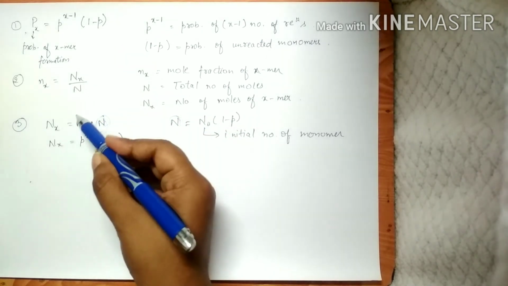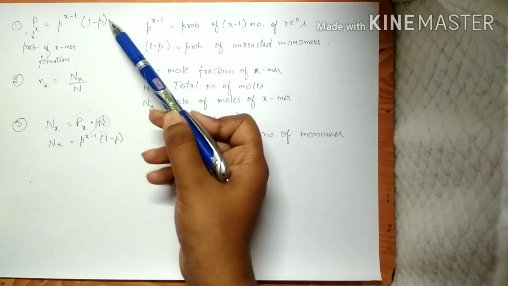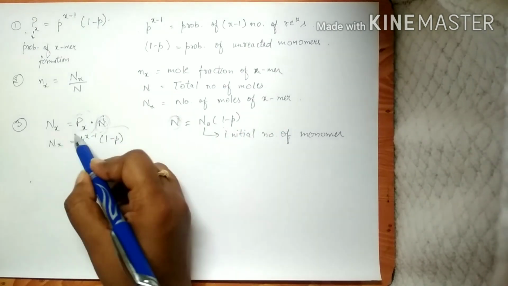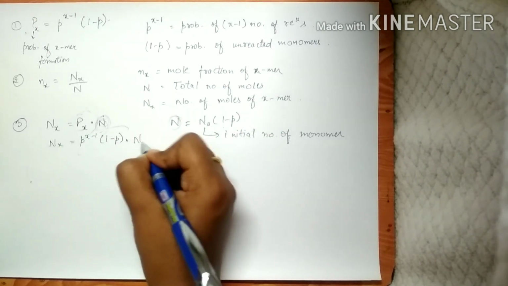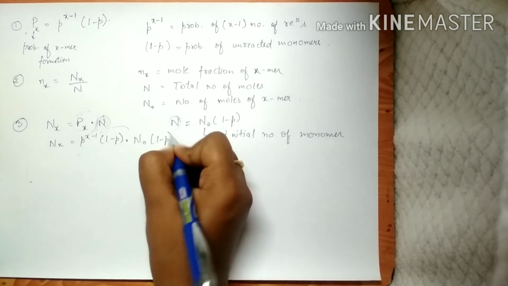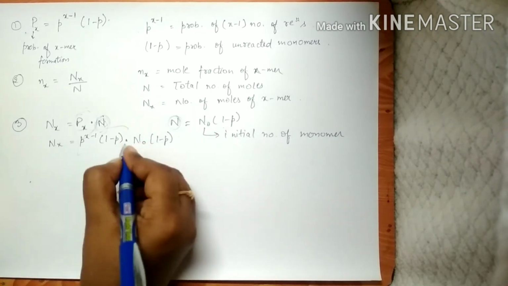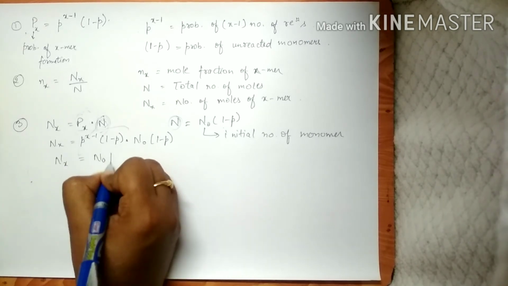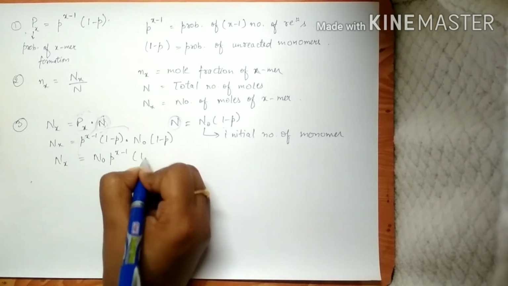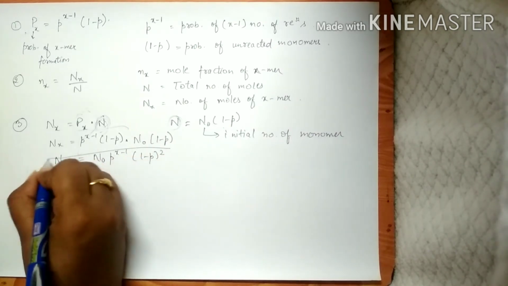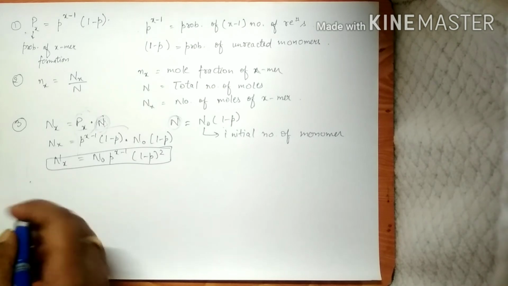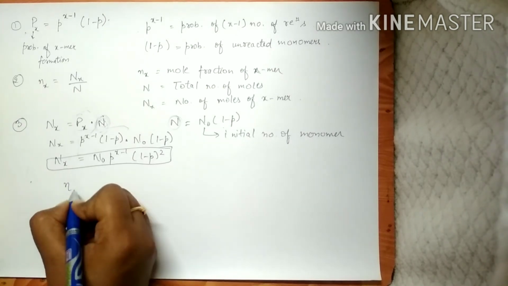You can put the formula for Px from the first equation and the formula of N from here. For Px I have put the value, and for N I can put N naught into 1 minus p. On putting both these values we get another formula, that is Nx is equals to N naught p to the power x minus 1 into 1 minus p whole square.